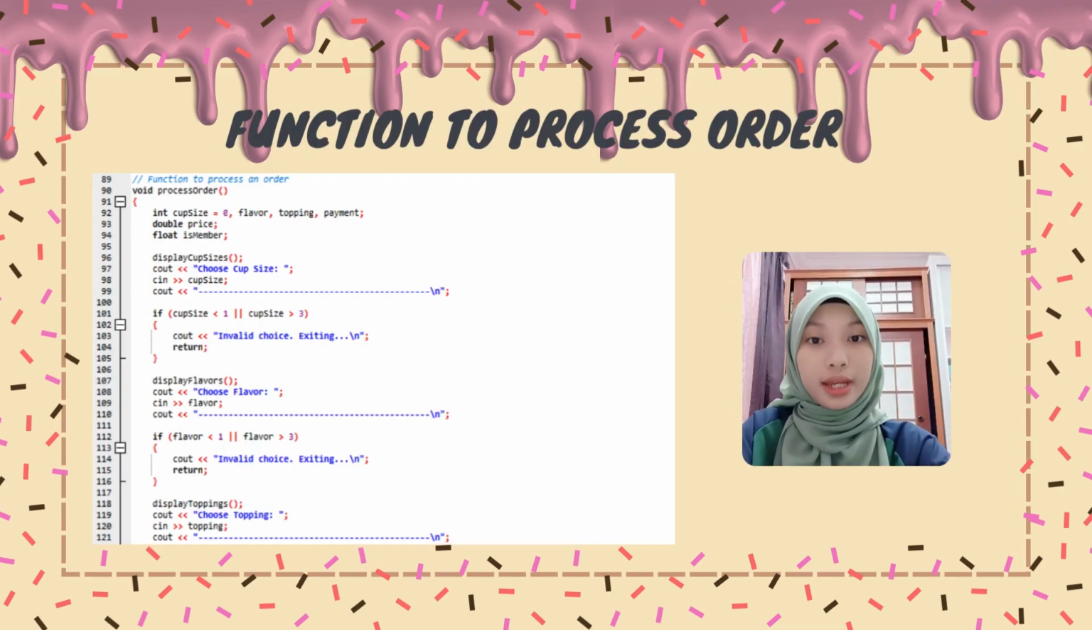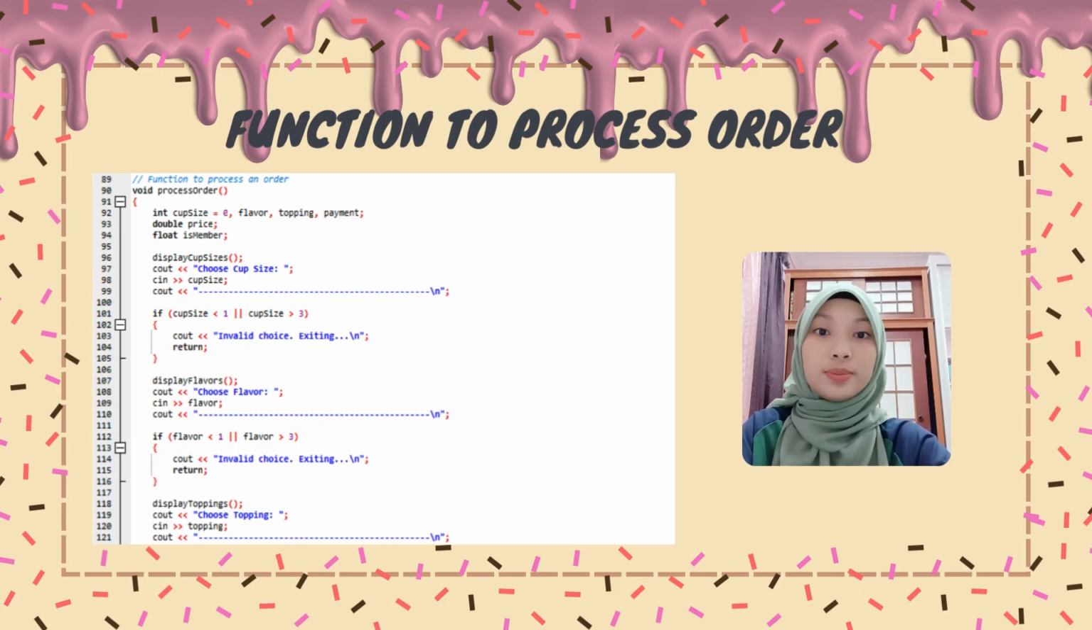So, for the next process, we are using a void function to process an order. The first thing, the system will display "choose cup size", and the user needs to input a valid cup size, which is 1, 2 or 3. But if the user inputs an invalid choice, either 4, 5 or 6, the system will display "invalid choice, exiting".